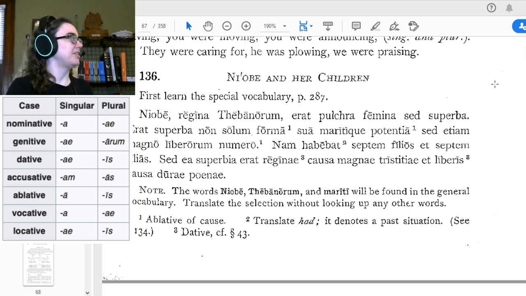So the myth of Niobe is hinted at. I don't know if we're gonna get more later on, but yeah, her kids get killed because she is super proud.